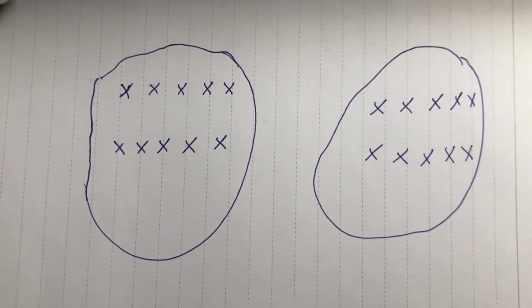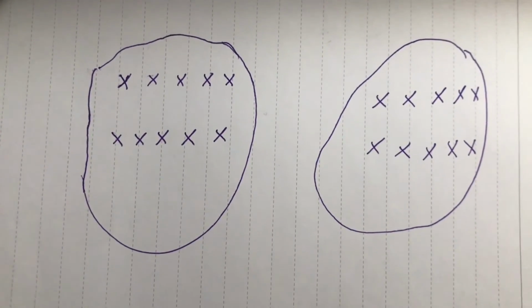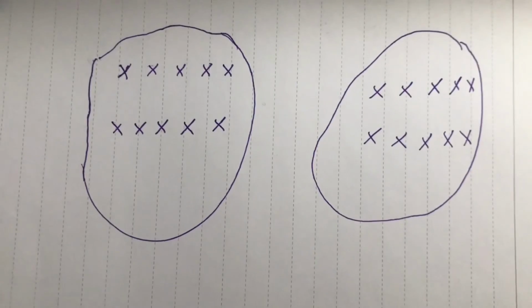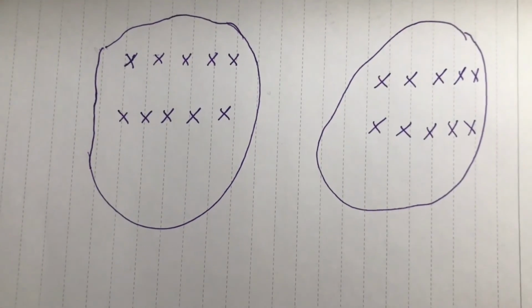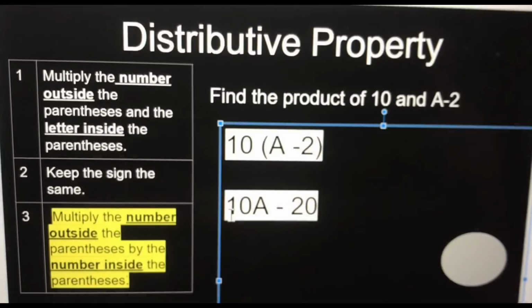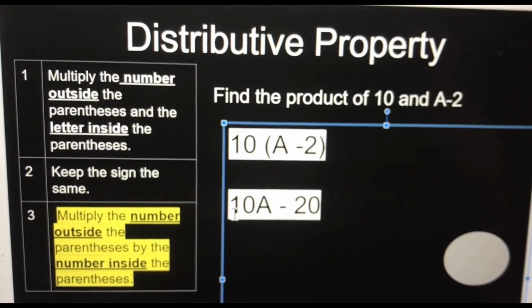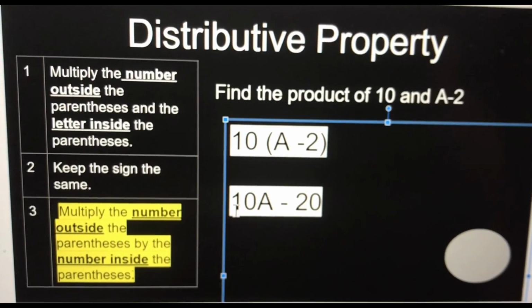Again, both ways of counting will get you the right answer, but I would definitely recommend skip counting. That is the quickest, most efficient way. There's also less of a risk of miscounting. But either way will get you the right answer. To conclude our answer to demonstration problem number 2, find the product of 10 and a minus 2. The product of 10 and a minus 2 would be 10a minus 20.